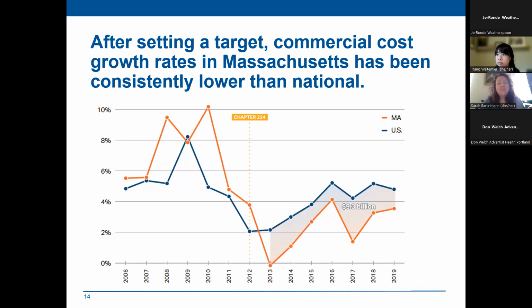Okay, let's go ahead and talk about how we got here in Oregon. Two slides, please.